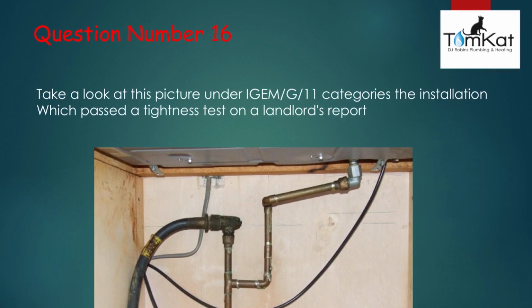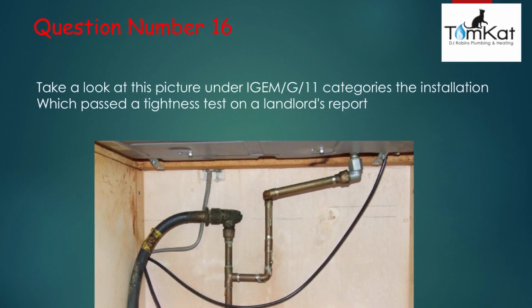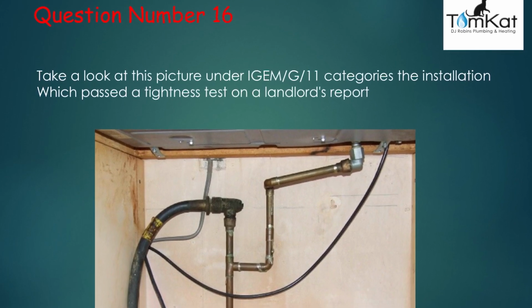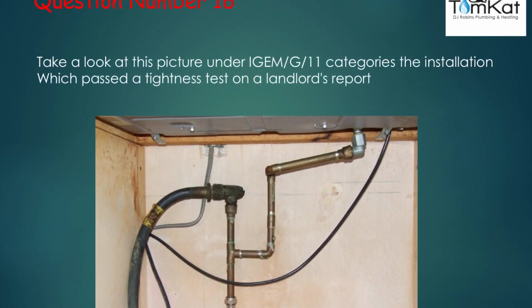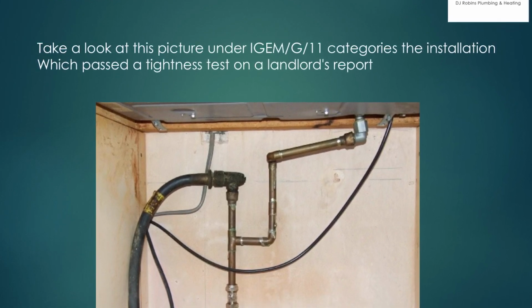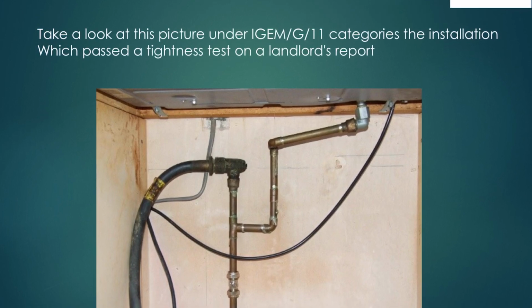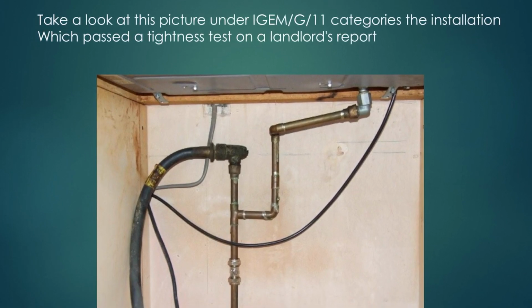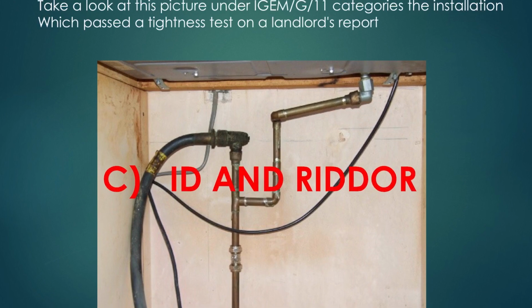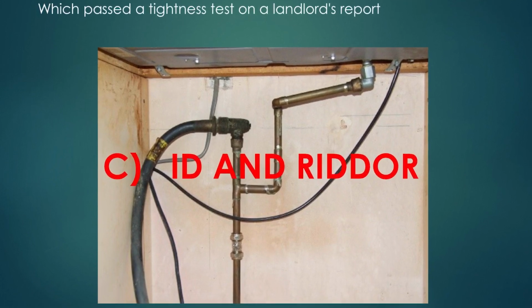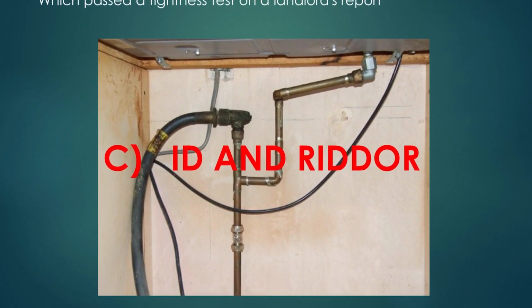And now for the answer to question 16 in part 6. Take a look at this picture under IGEM G11. Categorise the installation which has passed the tightness test on a landlord report. The answer is C, ID and RIDDOR. And that is the answer to 16 in part 6.